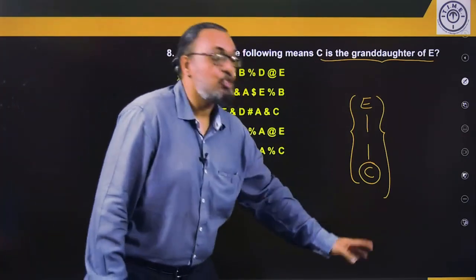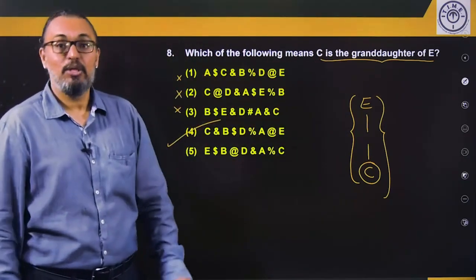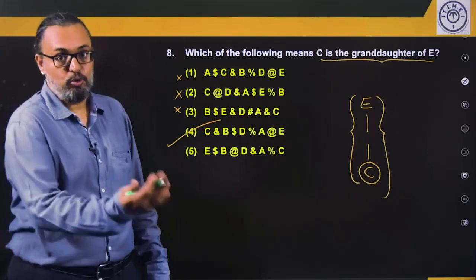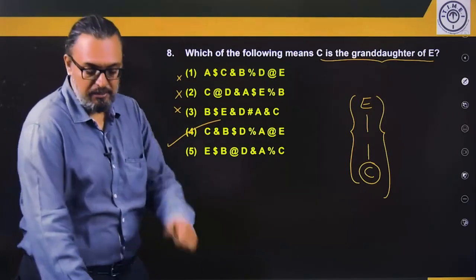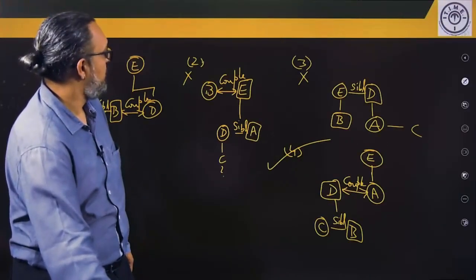So understand the structure of the relation that is asked in the question, then it becomes easy to go through them. Got it? So choice 4 will be our answer for this. Okay? Right.